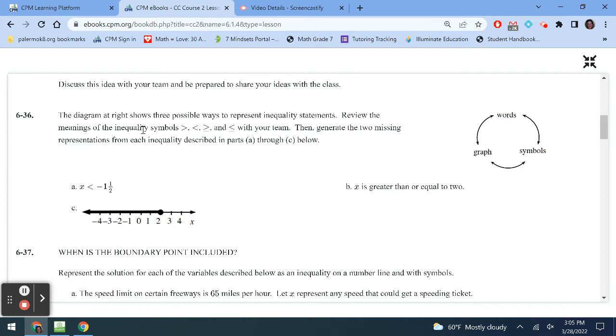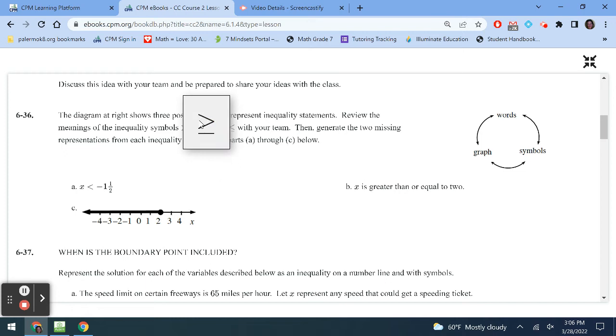So review the meanings of the inequality symbols. Right here we have greater than. That means the value to the left is larger than the one to the right, and we have the two dots to help us remember it. This one is less than, so the number to the left has a smaller value than the one to the right. Whichever is greater or bigger has the two dots, and the one that's smaller has just the one.